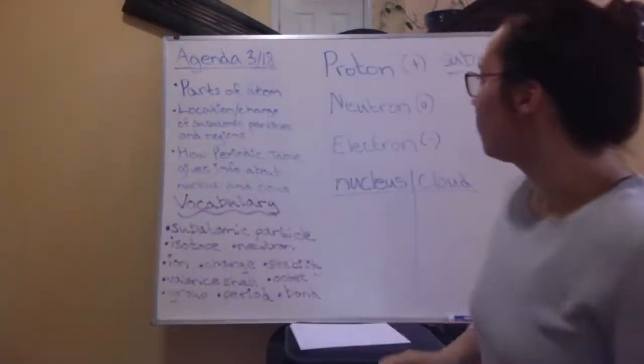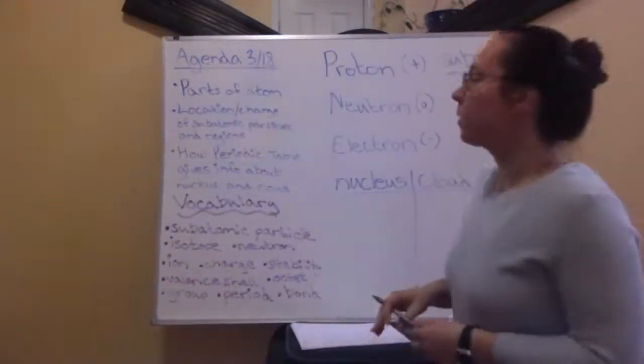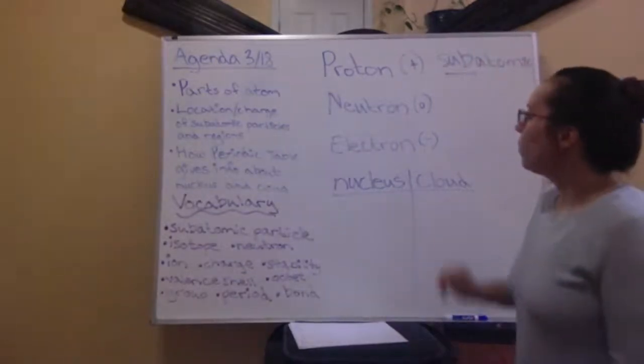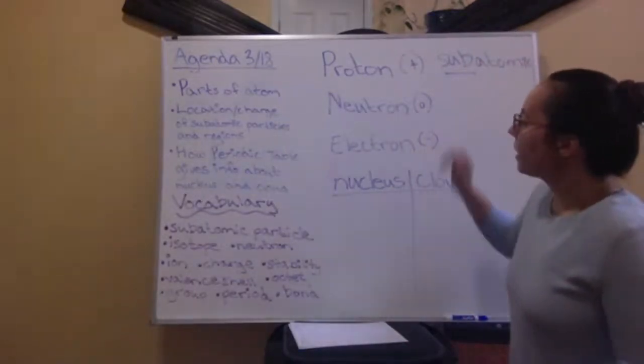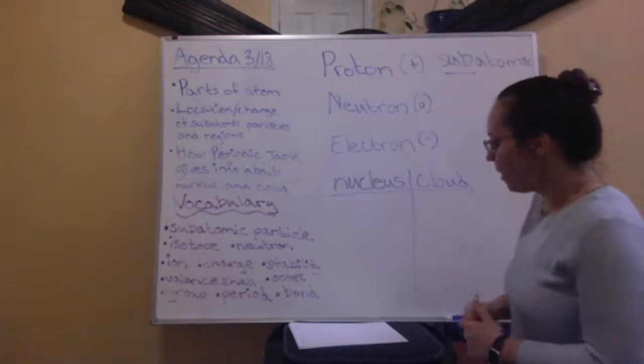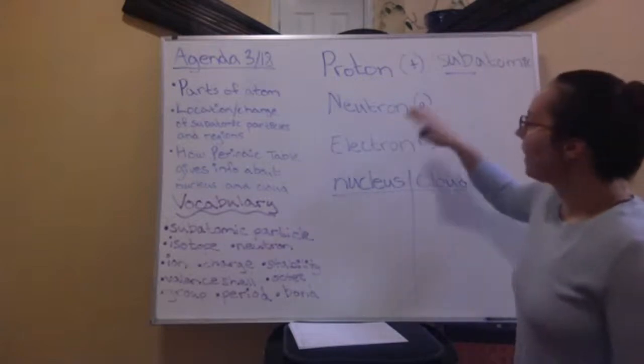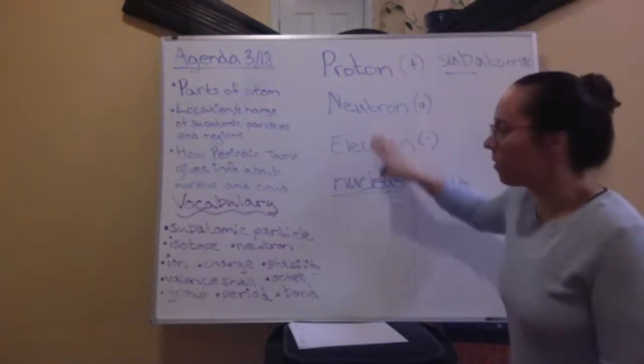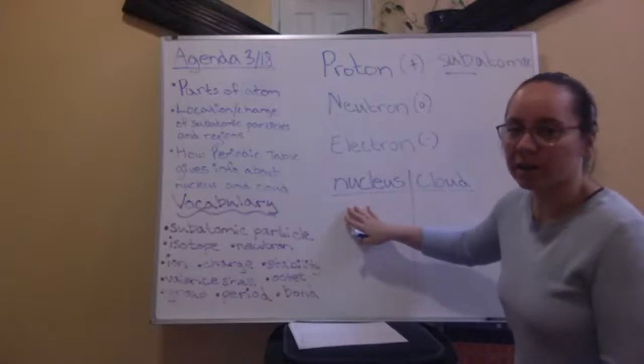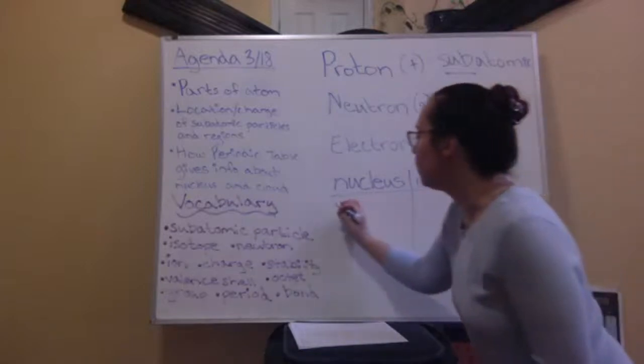So let's start with the subatomic particles, okay? We have, like I said, proton, neutron, electron. So the proton and the neutron both are found in the nucleus. So we're going to add both of those to the nucleus.